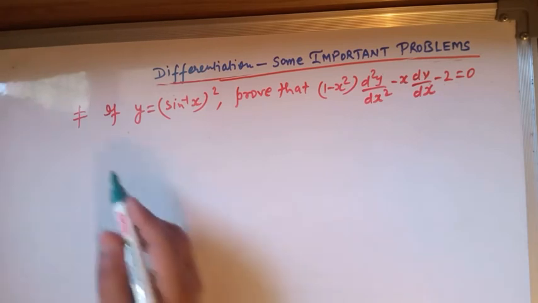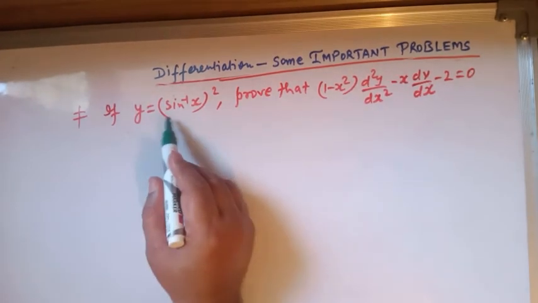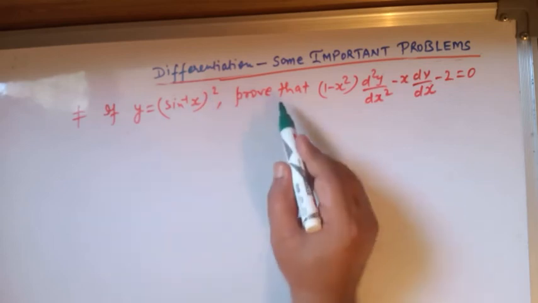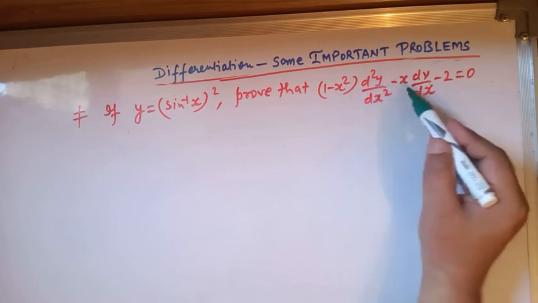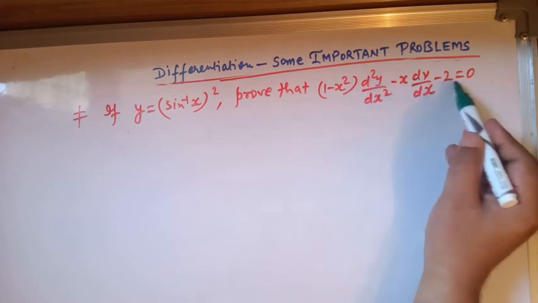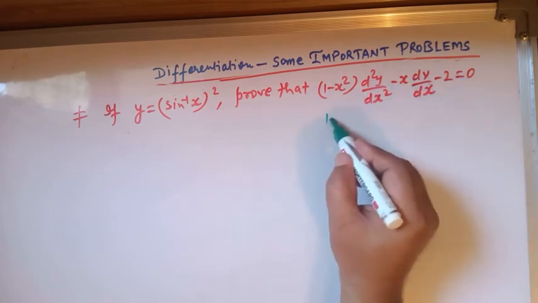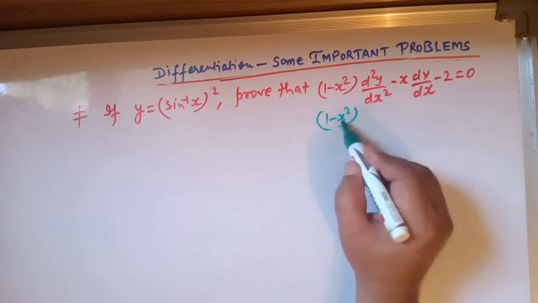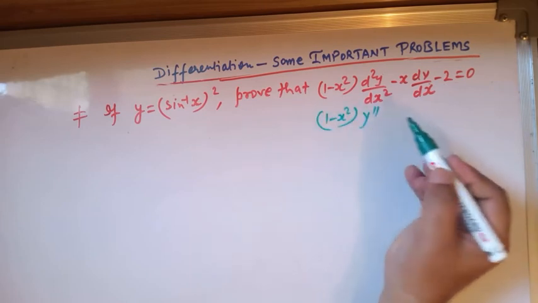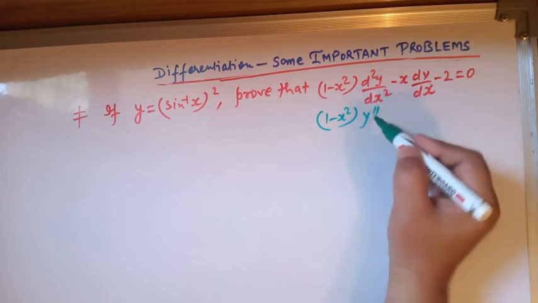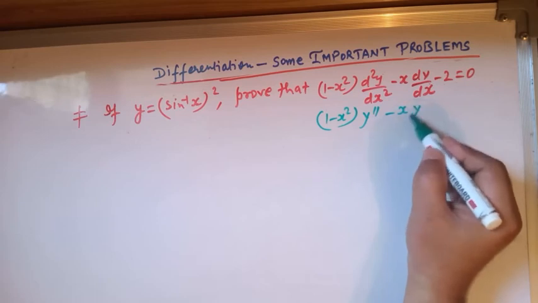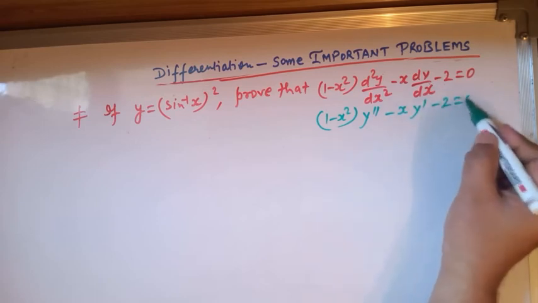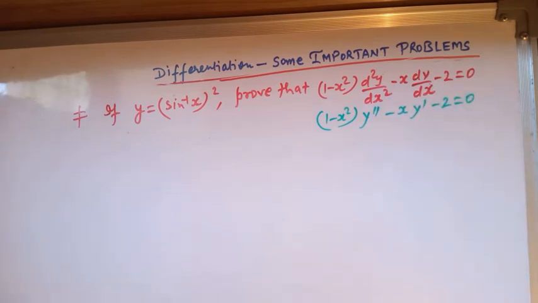Viewers, let us take this problem. Here we have y equal to sine inverse x square, and we have to prove that (1 minus x square) times the second derivative, minus x dy over dx, minus 2 equal to 0. Now this expression can also be written as (1 minus x square) y double prime, because the second derivative can be represented by y double prime, minus x y prime minus 2 is equal to 0. Clear? So let us do it.